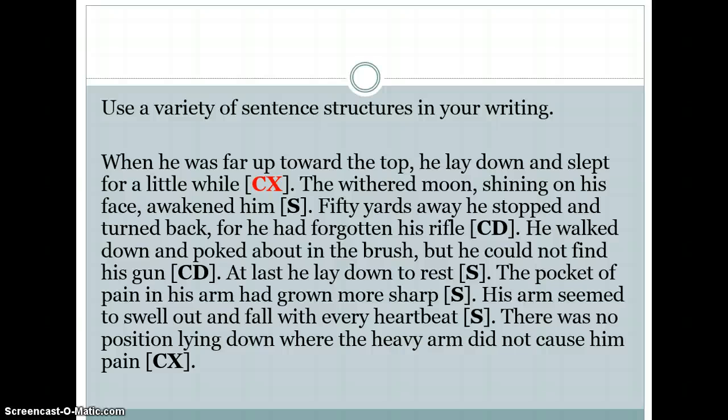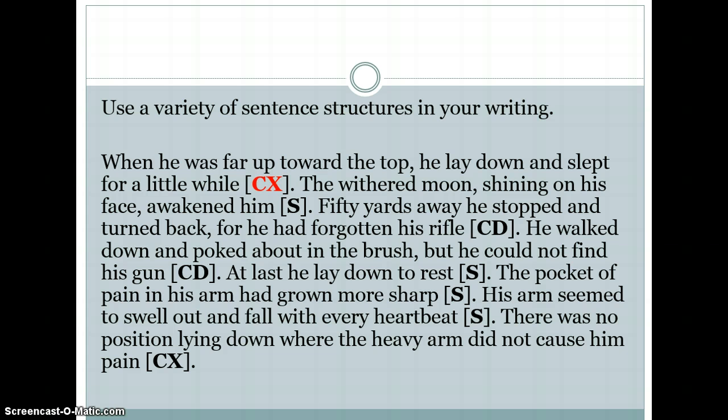The withered moon shining on his face awakened him. This is a simple sentence. It's deceptively simple because we've got that shining on his face in there. But that shining on his face is not a clause. We've got one subject, withered, and one verb. I'm sorry, not withered. The subject is moon. And then we've got one verb, awakened him.